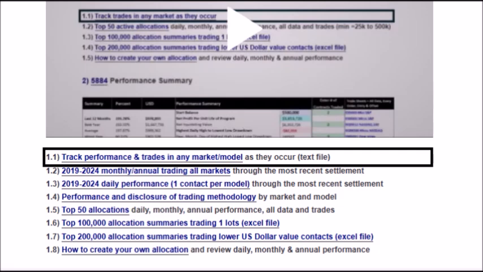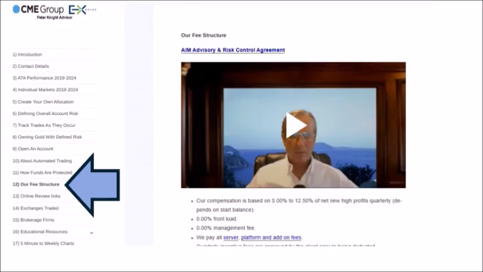The fact that we provide potential clients with full disclosure of trading methodology, provide all historical data for objective performance verification, and the exact trade entries and liquidation levels before trades occur. And the fact that we base compensation on 5% to 12.5% of net new high profits quarterly.